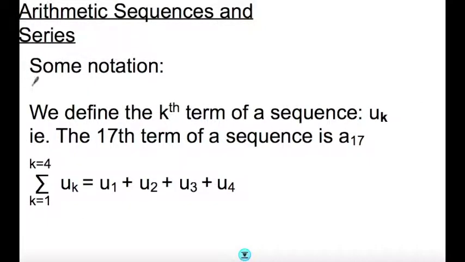The way this is notated, the kth term of a sequence is U_k. So, for example, if you have the 17th term of a sequence, that would be U_17. Some other notation you might run into is this sigma notation. What this literally means is the sum from when k is 1 up to k is 4 of whatever's here, so U_k. So in this case it would be U_1 plus U_2 plus U_3 plus U_4. It's a bit like integration, but for discrete things.